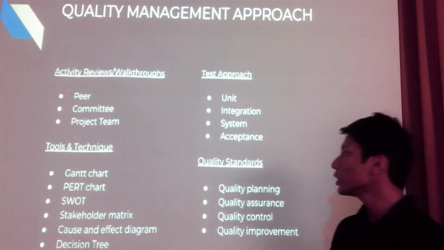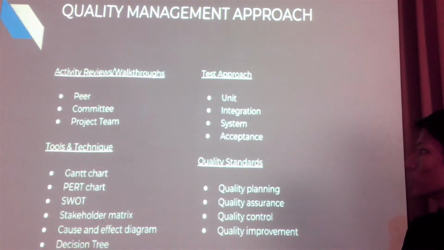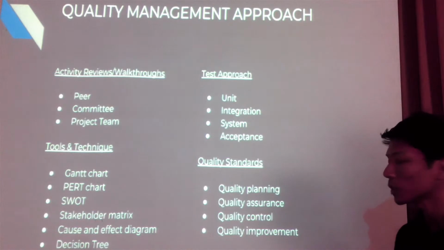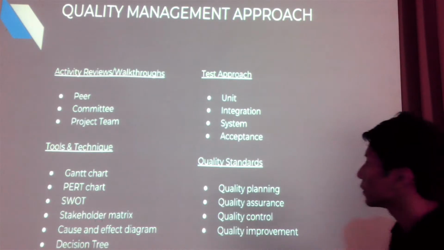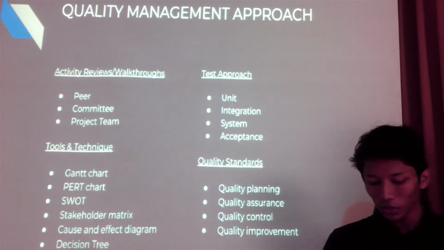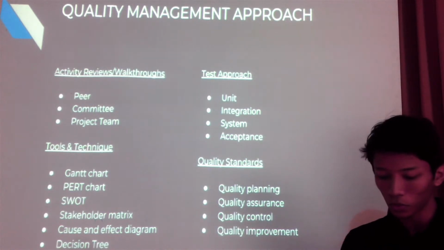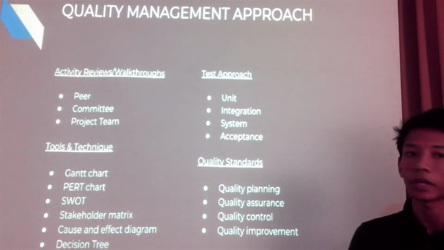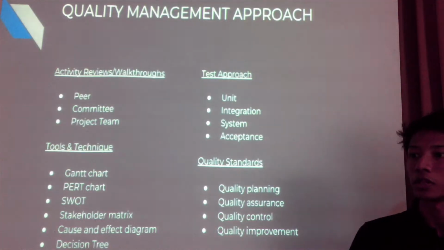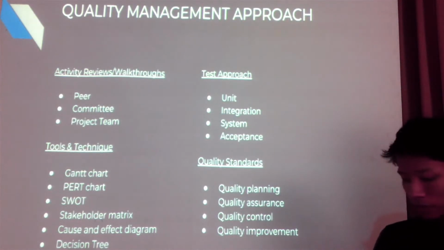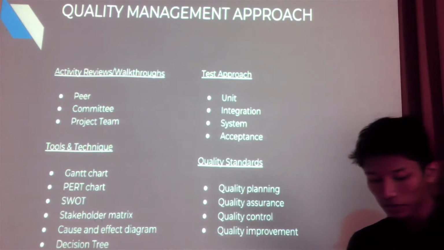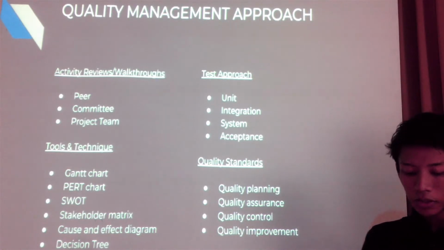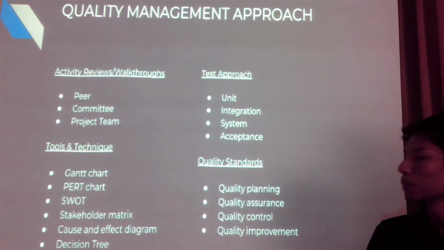Okay, for the tools and techniques, here are some of the considered tools: Gantt chart, PERT chart, SWOT, stakeholder matrix, cause and effect diagram, and decision tree. We only choose two, that is Gantt chart and PERT chart. We choose the Gantt chart because it is able to track progress of the overall project and also expect the completion of the project. The PERT chart is able to identify the minimum time required to complete the project.